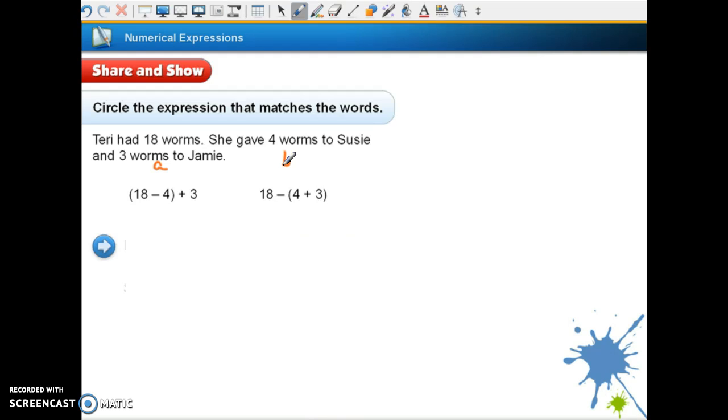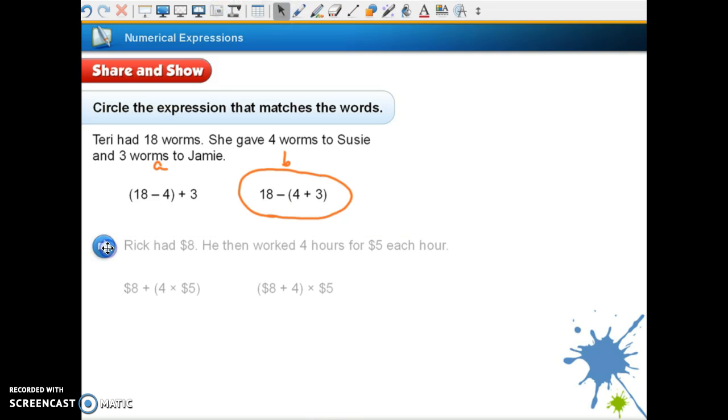B. Why is B correct? Because she's giving 7. She's giving 7 total away. Okay? On this one, she has 18 worms, or 7 worms away. On this one, she has 18 worms. She gives 4 away, but then she gets 3 more. So that one can't be correct. Let's see if they give me number 2 here.